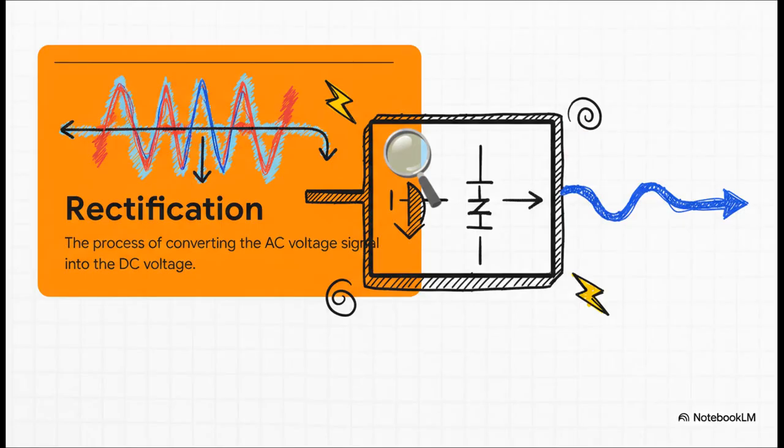And that whole translation process, it's got a name. It's called rectification. The circuit that pulls off this magic trick is called a rectifier. Its one and only job is to take that chaotic back and forth AC and basically force it to flow in just one direction, turning it into DC.